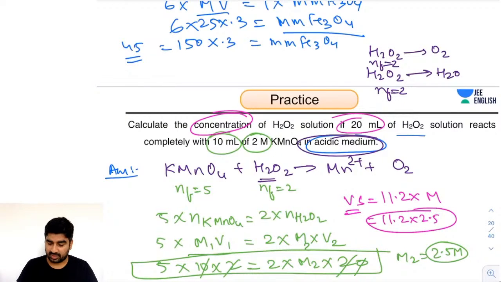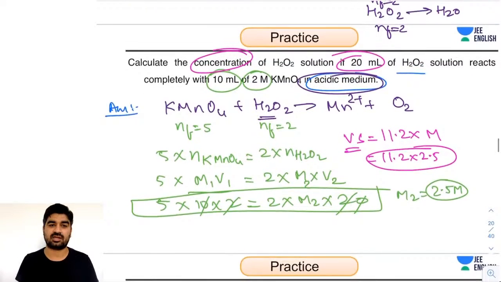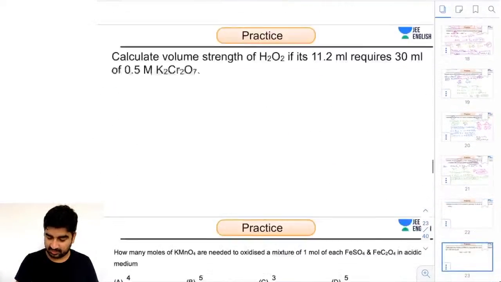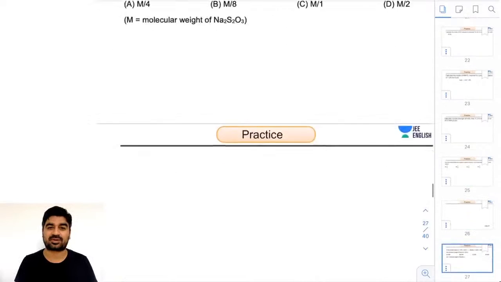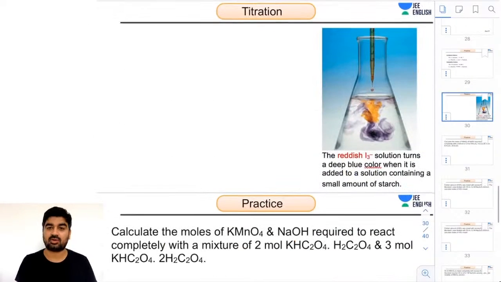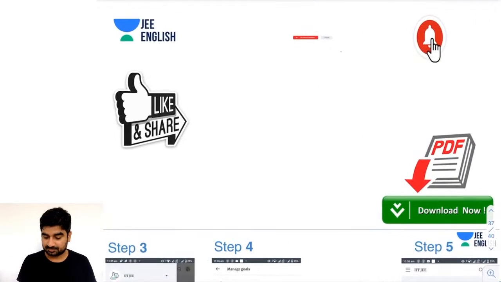So guys, in the next class, I will be taking many more problems. But this is for today only. In the next class, we will do much more practice on these concepts. After this, I will also tell you what is iodometric and what is iodimetric, each and everything I will be discussing with you in the next class. So guys, that's it for now.